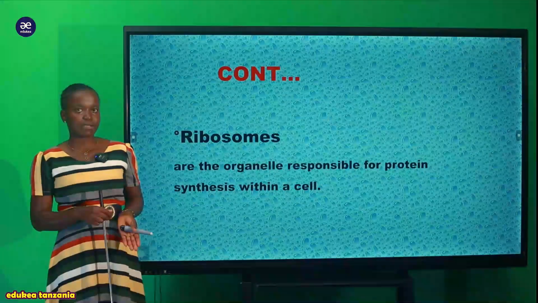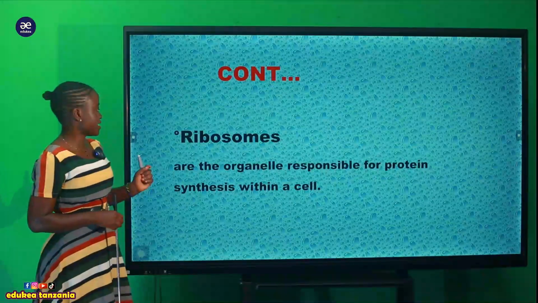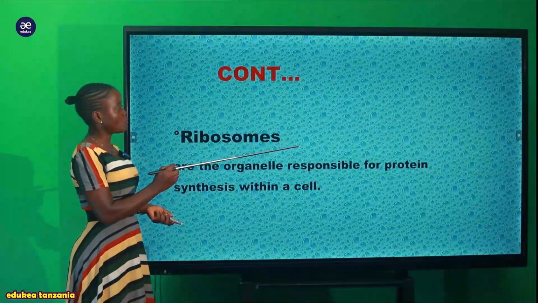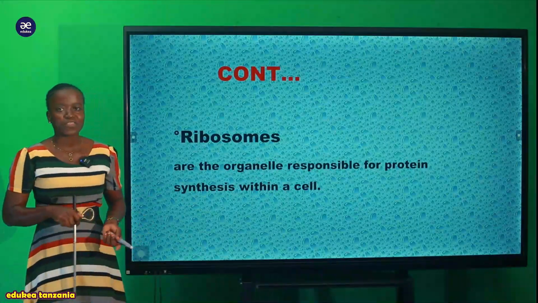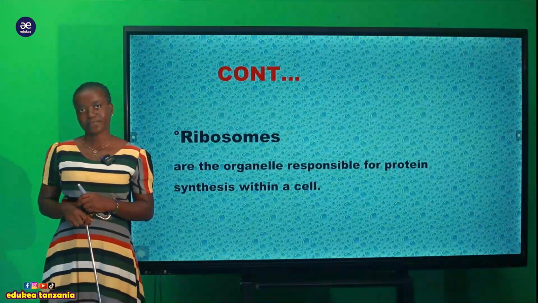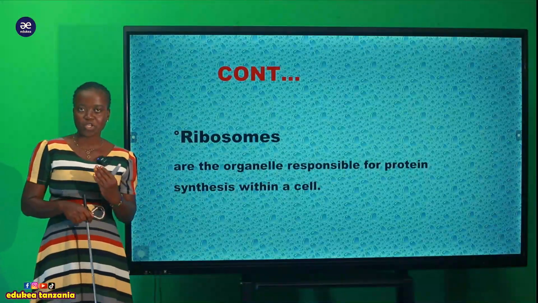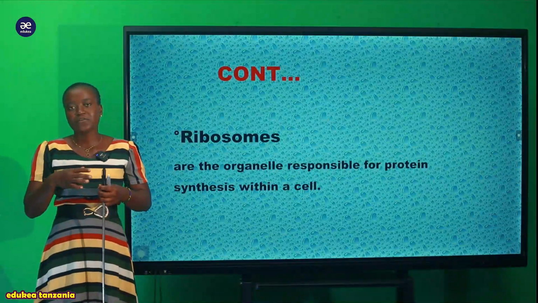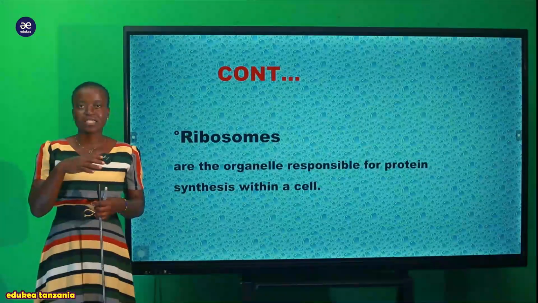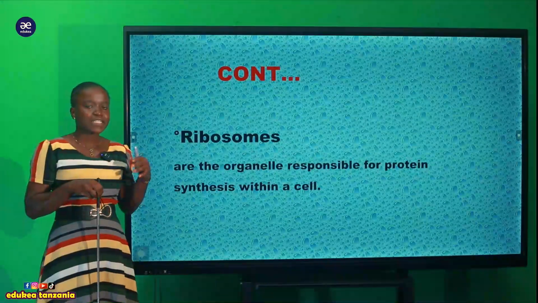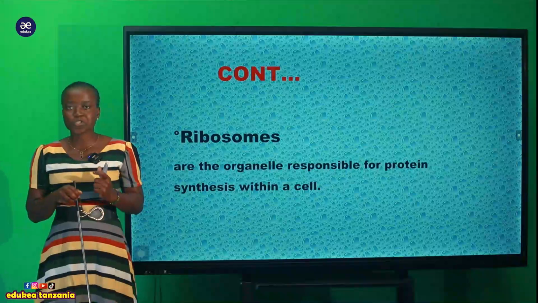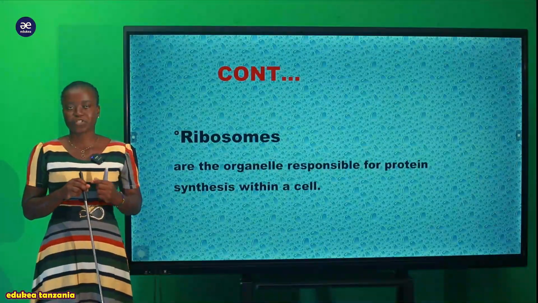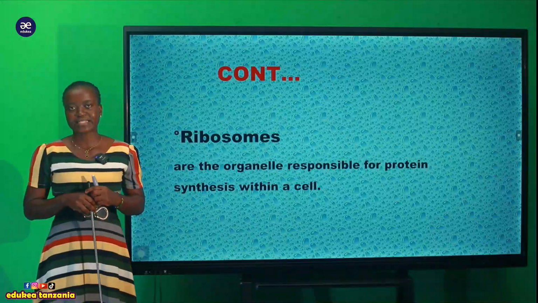So what is this ribosome now? Simply, we are saying that ribosomes are the organelle responsible for protein synthesis within a cell. Ribosomes are found either on the endoplasmic reticulum or freely within the cytoplasm. The ribosome is responsible for synthesis, or manufacturing, of protein within a plant cell.